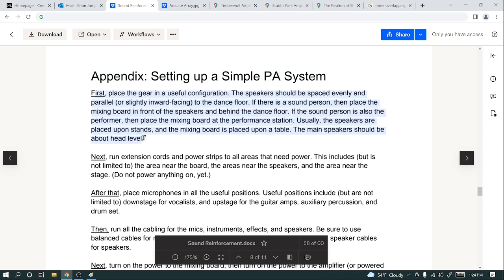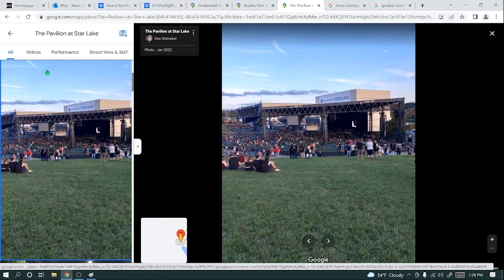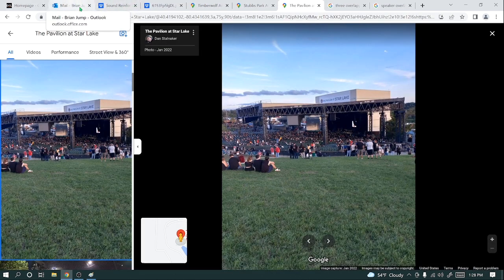Here's a real quick primer on what to do with something that's a little bit more down to earth, like this PA system here. Step 1 is that the speakers should be spaced evenly and parallel. JBL EONs from 2006.